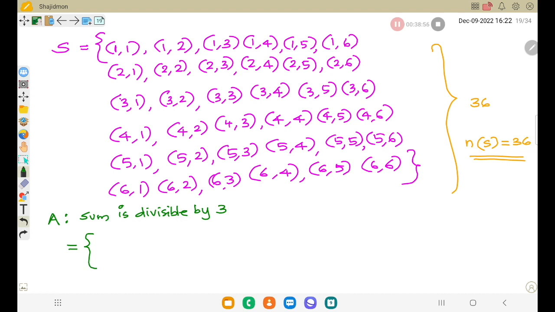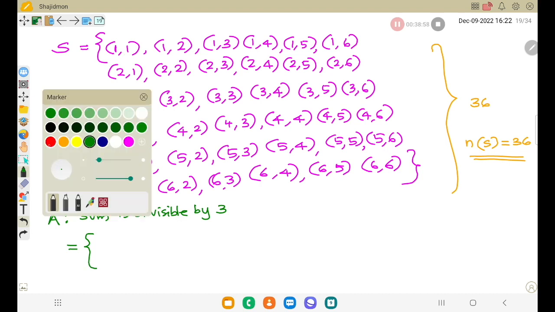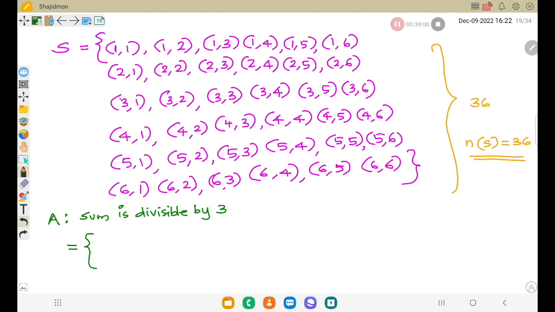This set. For example, each one we can take one by one. Okay, 1, 2: we cannot divide. 1 plus 2, that is 3. 3 we can divide by 3, correct? So what is the first outcome we can take? 1, 2, because 1 plus 2 is 3, and 3 divided by 3 is possible. Because 3 divided by 3, we get 1. It is an integer number, should not be a point number. That is the idea here. So 1, 2 we can take.